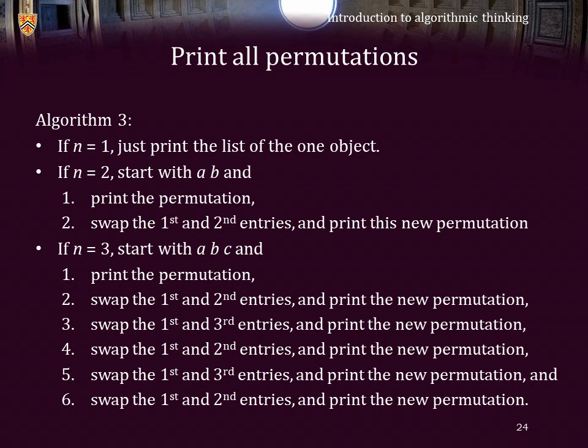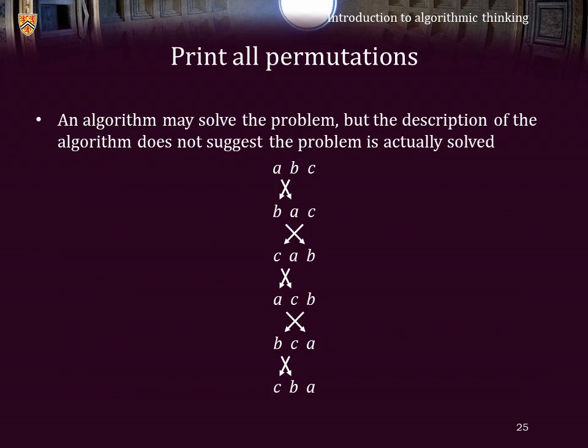That seems a little bit weird. Let's see how that works. Well, I start with ABC, swap the first two entries, and I get BAC. I swap the first and third entries, and I get CAB. Swap the first two entries, I get ACB. Swap the first and third, I get BCA. And swap the first two, I get CBA. These actually are all 6 permutations of those 3 letters.